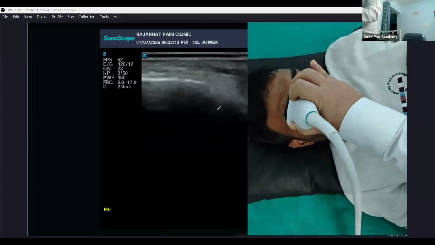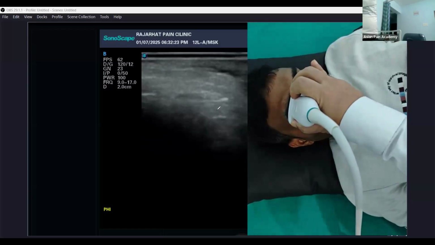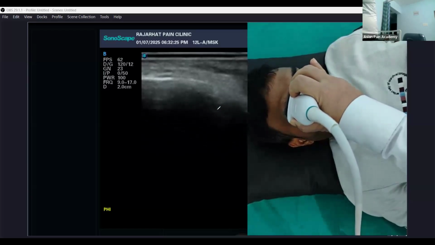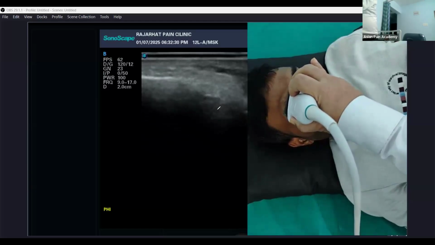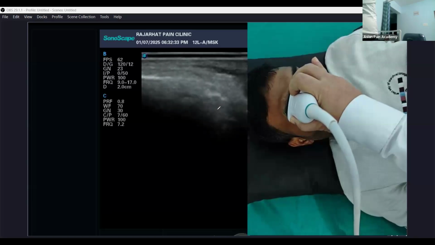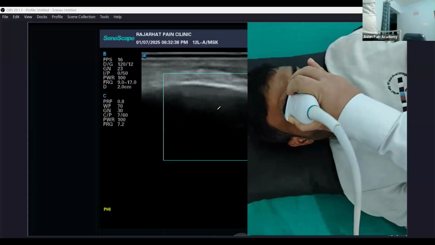So this is the supraorbital ridge, and this is the gap where the supraorbital nerve is coming out. Here the nerve and vessel are all together. We cannot separate every time which one is the nerve. Okay, so there is a pulsatile artery. We have to find the pulsatile artery.